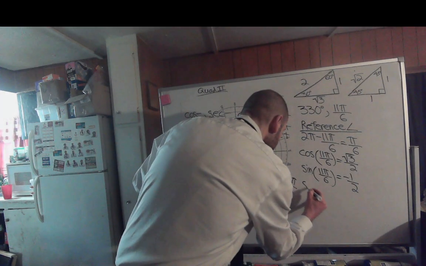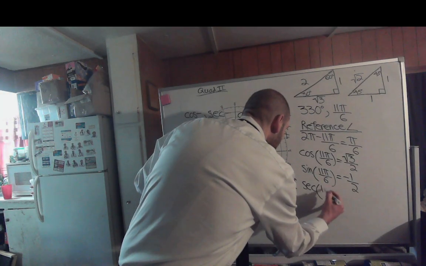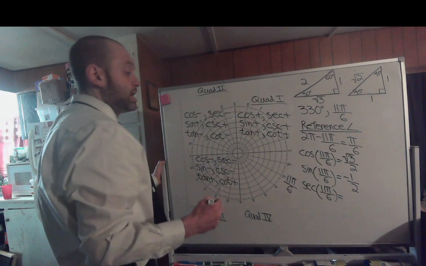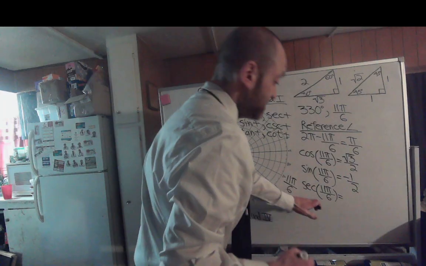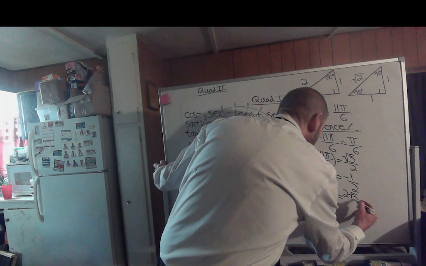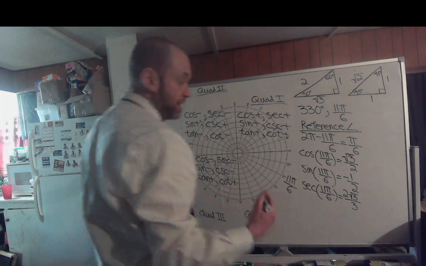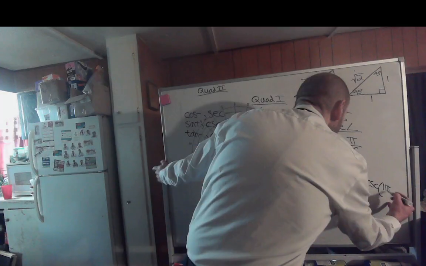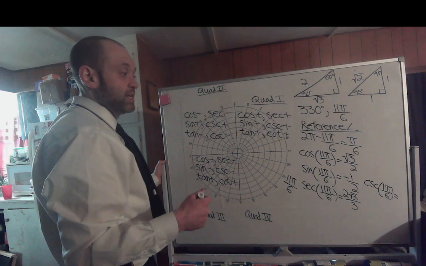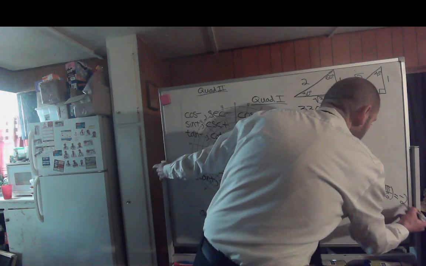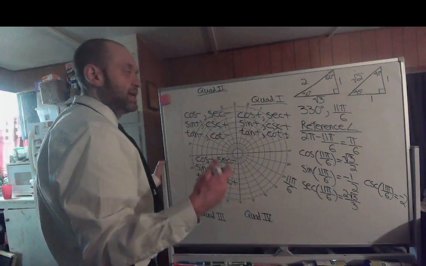So now let's do the secant of 11 pi over 6. Well, since your cosine's positive, your secant will also be positive, so that would be 2 times the square root of 3 all over 3. Now what about your cosecant of 11 pi over 6? Well, your sine is negative, so your cosecant will also be negative. So 1 divided by negative 1/2 will give you negative 2. So the cosecant will be negative 2.